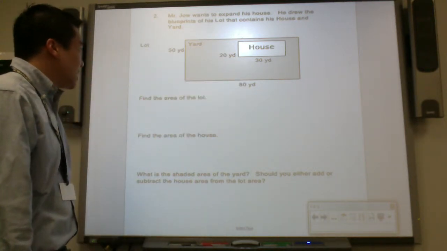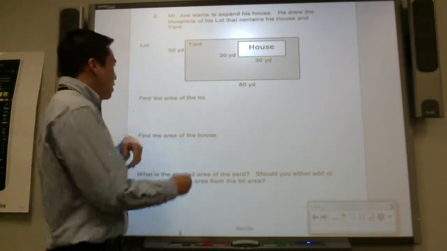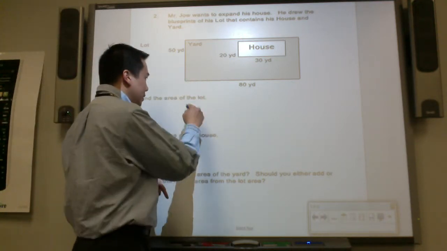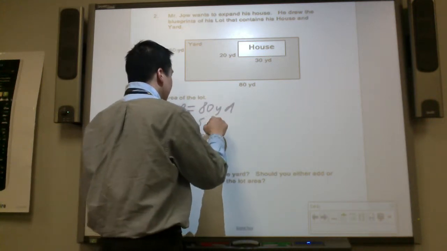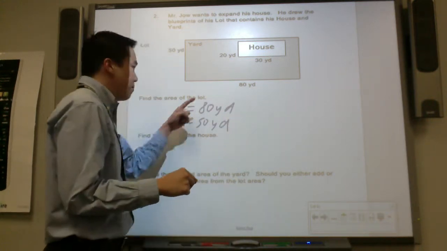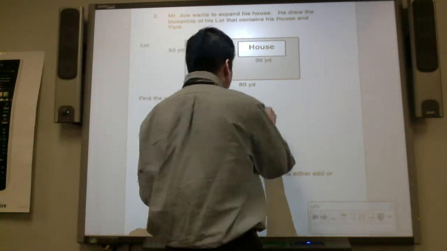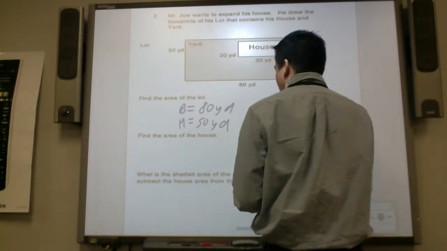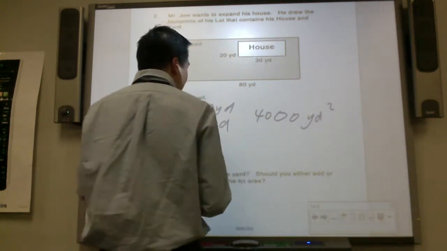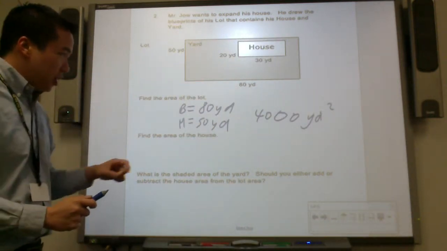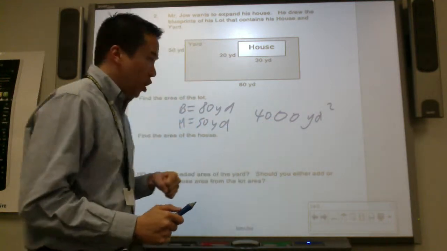Find the area of the lot. So base times height. The base is 80 yards. The height is 50 yards. If I multiply base times height, 8 times 5 is 40. Add 2 zeros, please, as placeholders. So my lot is 4,000 square yards. Remember, don't forget that, square yards.